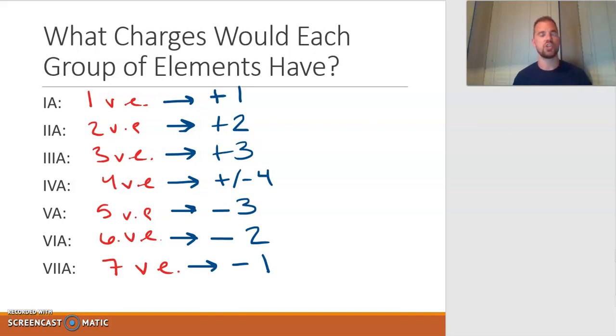So now I could ask you, what charge would a certain element be most likely to have? For example, let's take a look at some. What about calcium? What charge does calcium usually have when it becomes an ion? Well, calcium is in group 2A, so it would have a plus 2 charge. What about sulfur? When sulfur becomes an ion, what charge would it have? Sulfur is in group 6A, so it would have a negative 2 charge. This is how we use this information.